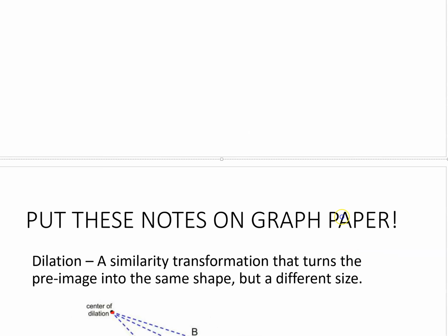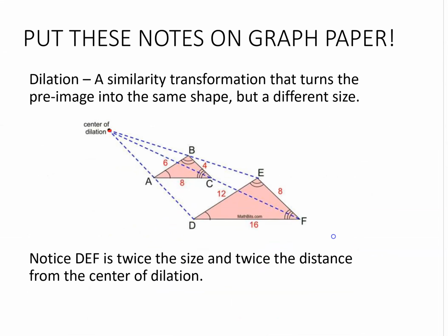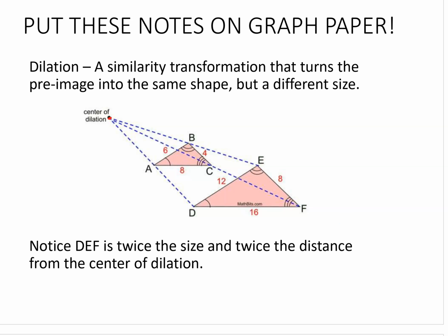Okay, here's our lesson on dilations. We are simply taking a shape and making it bigger or smaller. So here is an example of a triangle that has been dilated around the center of dilation. They will give you a center of dilation, which will typically be the origin or it might be another point. And this shape is going to get larger by a certain amount, which is called the scale factor.